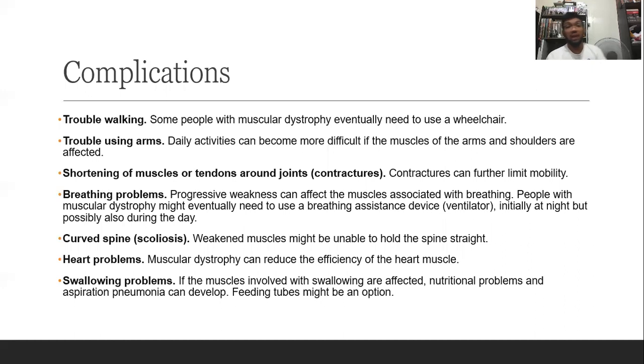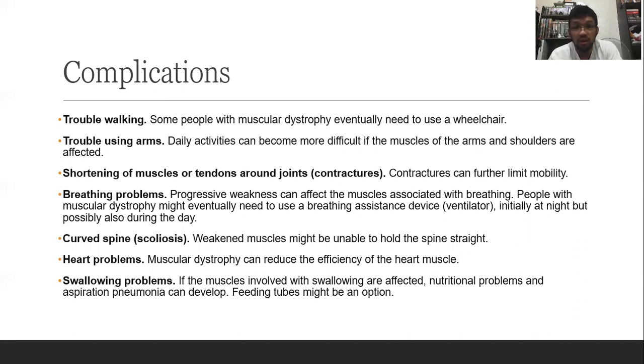Complications of this, they will have trouble walking, of course. They will eventually need a wheelchair. They will also have trouble using their arms. So daily activities can become burdensome and difficult for them because the muscles of the arms and shoulders are usually affected. Shortening of the muscles or tendons around the joints, or contractures, can occur, and this will further limit their movement, their mobility. Breathing problems can occur.